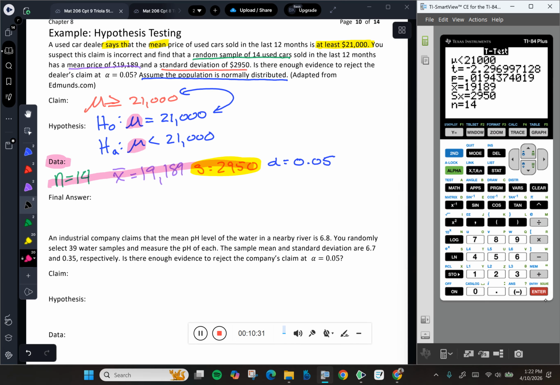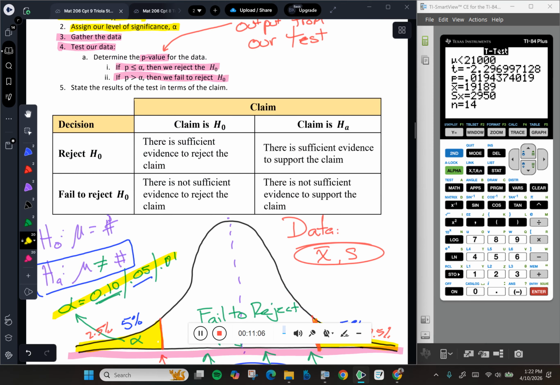But more importantly, I got a p-value. I got a p-value of 0.019. Now when I compare my p-value to my alpha, I see that my p is less than my alpha. When p is less than alpha, we must reject the null hypothesis. But the claim was the null hypothesis. So I need to go back to that chart way back up here to figure out what to do. Okay, the data said reject. The claim was the null. So we're going to say that there is sufficient evidence to reject the claim.